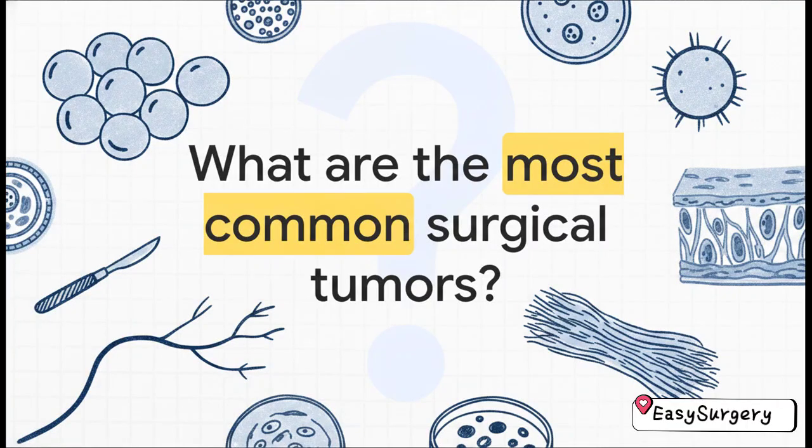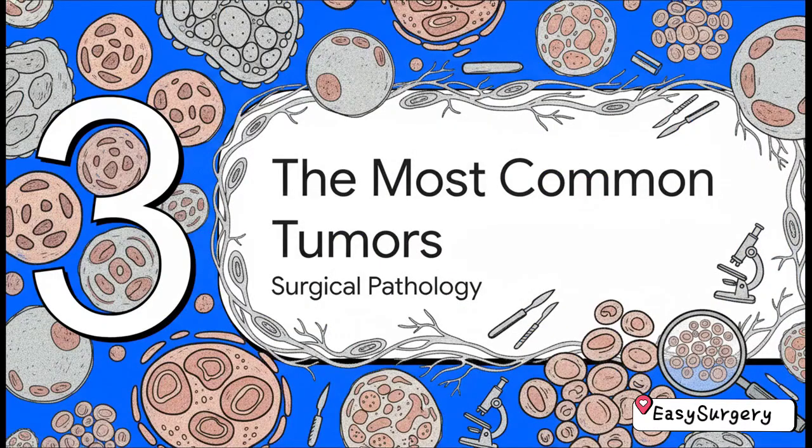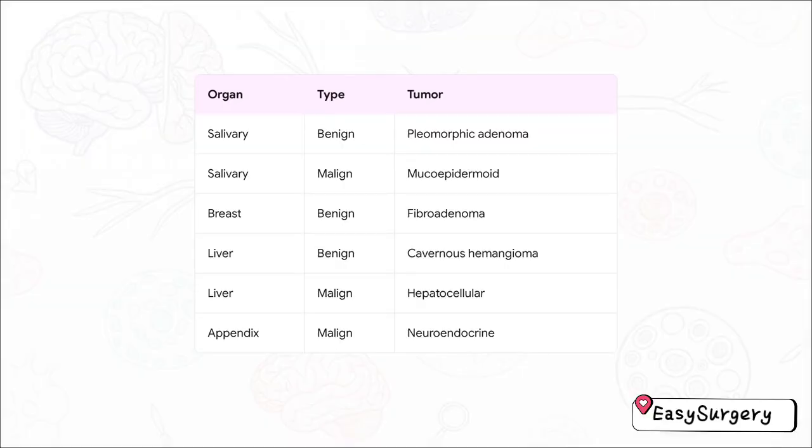what are the absolute most common surgical tumors we're going to encounter? That brings us to Section 3, the most common tumors. You really want to pay attention to the contrast between benign and malignant here. For instance, in the salivary glands, the most common benign tumor is a pleomorphic adenoma, but the most common malignant one is a mucoepidermoid carcinoma.